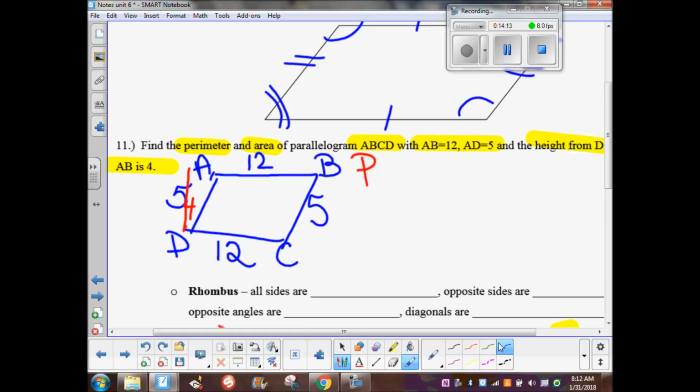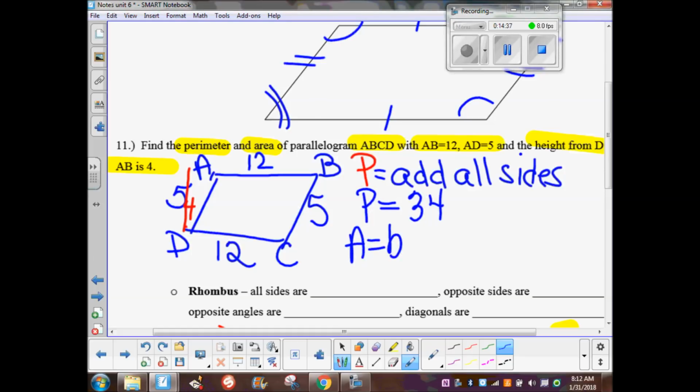So area and perimeter. Perimeter, we said we add all the sides. I'm repeating myself. Hopefully we'll all remember that. So if we add up all the sides, what do we get? 12 plus 12 plus 5 plus 5 is what? 34. Nice. Perimeter is 34. Area is base times height. 12 times 5, who's got it? 60. Nice.